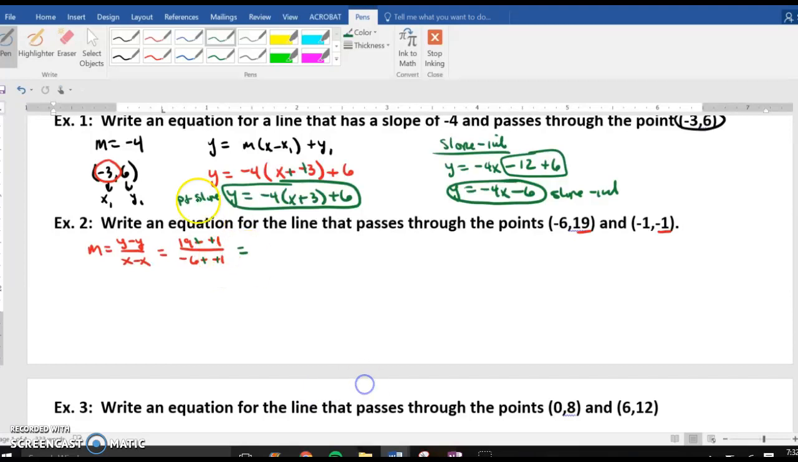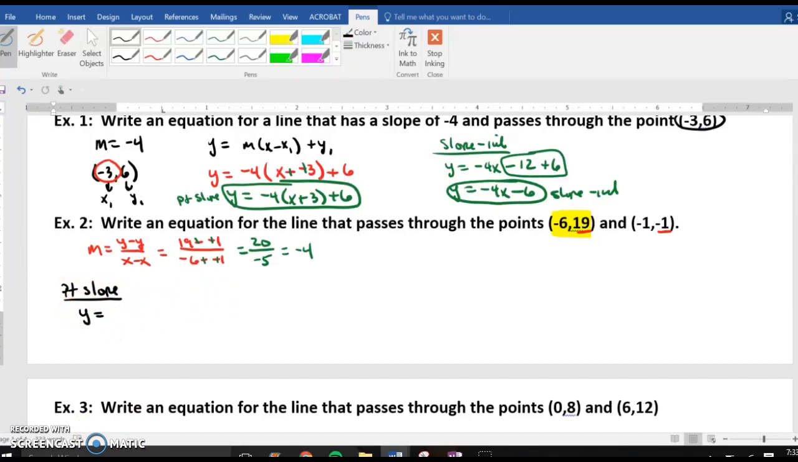Subtracting negative in the denominator, I change it to addition, and I get 20 over -5. Now this could be reduced to -4. Now, it doesn't matter from this point. They give you 2 points. We're just going to pick one. All right. So first thing we're going to do is write it in point slope form.